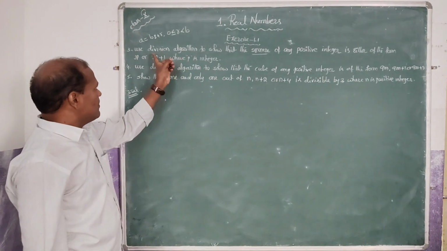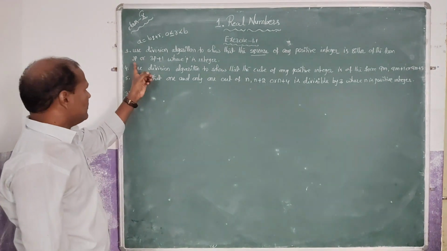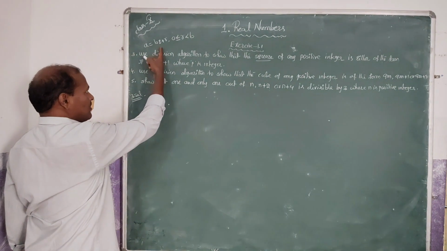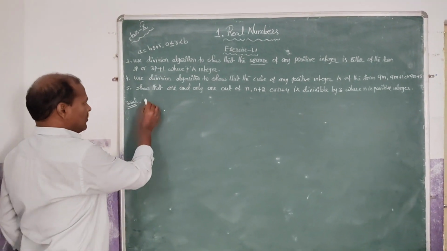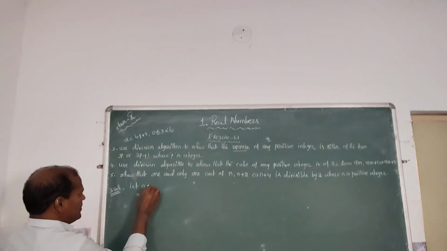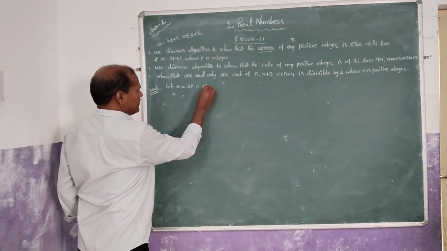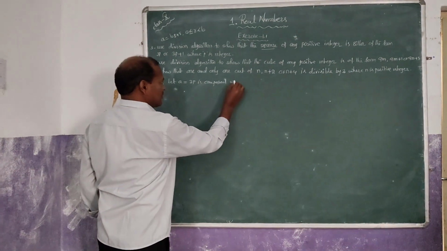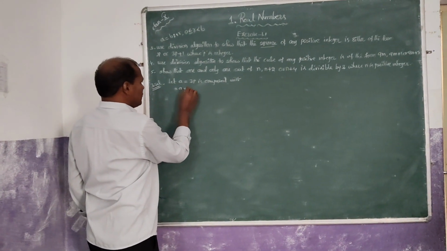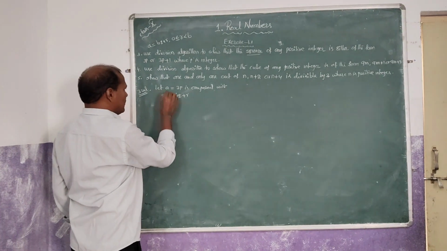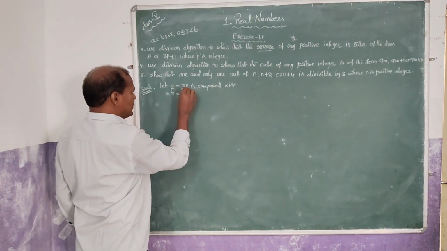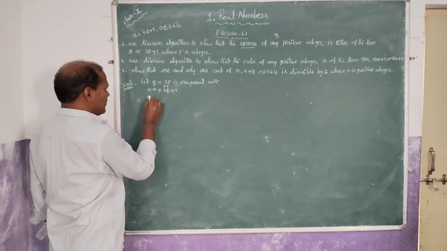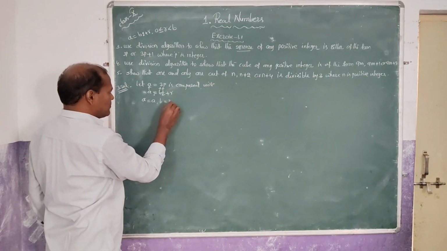The third one mentions the square, using division algorithm. In this problem, the LHS and RHS are not mentioned in the formula. Now let A is equal to 3p, compared with A is equal to BQ plus R. Here A is equal to A, B is equal to 3, p is equal to Q, R is equal to 0. Without any number, please consider the 0. Right? A is equal to A, B is equal to 3.